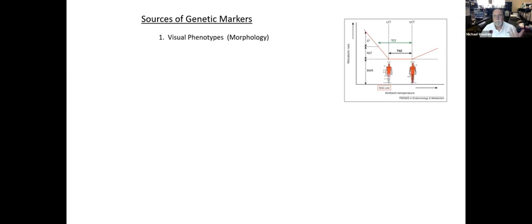Okay. So what are some of the other markers? Well, besides visual, there are physiological traits. People said, okay, well, let's get more complex things.